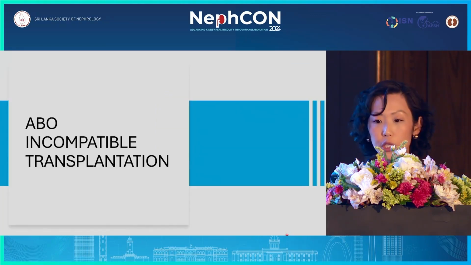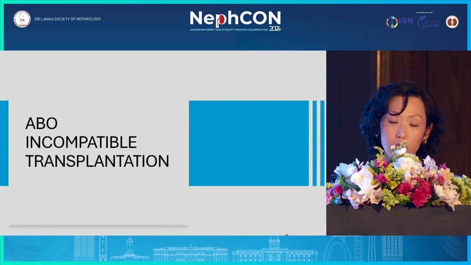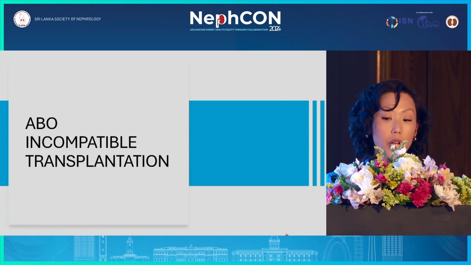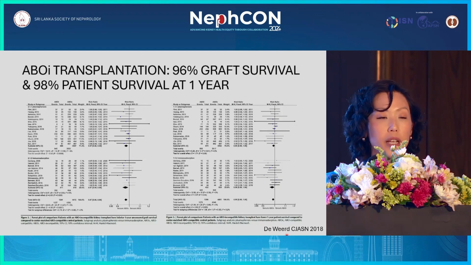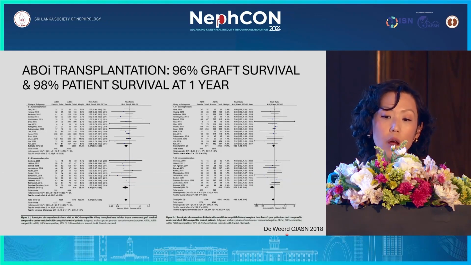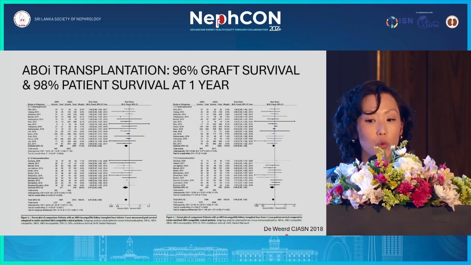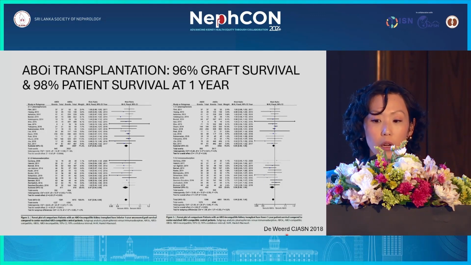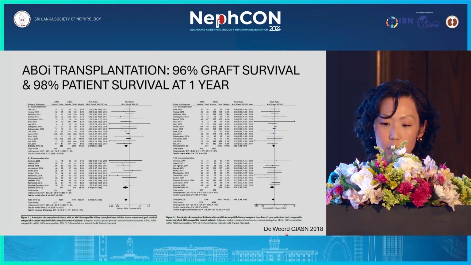Now, before I go back to our cases, I just want to say a couple of things about ABO incompatibility, as it is obviously important and relevant to our case. It's a whole talk in itself. However, it's just worth noting that ABO incompatible transplantation has excellent outcomes in experienced centers, with 96% graft and 98% patient survival at 1 year. However, as shown in this meta-analysis, despite these reassuring, although short-term outcomes, the risk of graft loss is significantly higher than compatible grafts, which is not surprising.